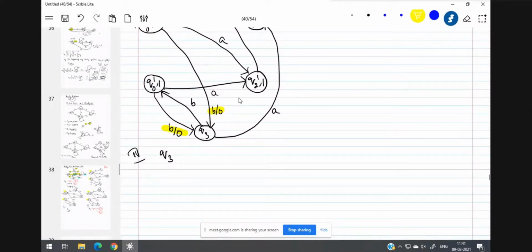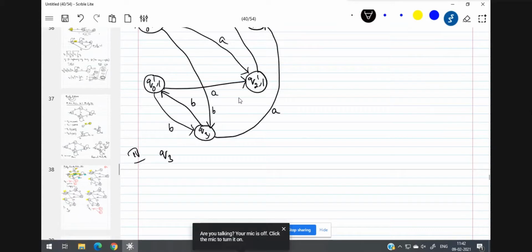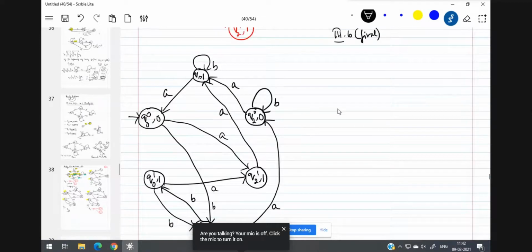Now for both the incoming arcs, the output associated is 0, both are the same. So what we're going to do is the output will be 0, and then instead of this, you'll have B alone. Let me just use black color for this one also. 0. This is the required state.